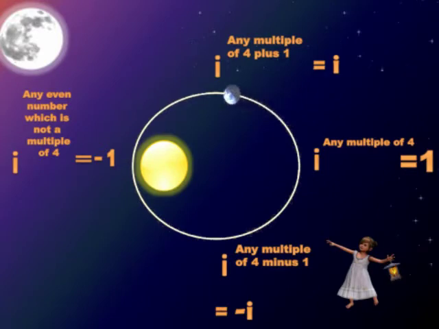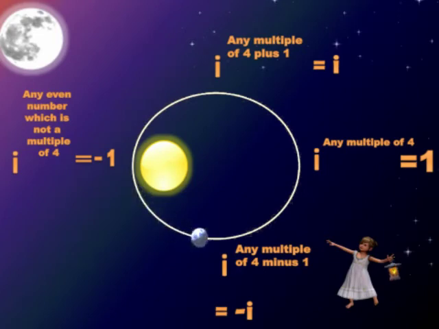Now i raised to any multiple of 4 plus 1, for example i raised to 400 will be 1, but i raised to 401 will be equal to i. Now just look below, you will see i raised to any multiple of 4 minus 1. For example, i raised to 4 minus 1, that is i raised to 3, or i raised to 400 minus 1, that is i raised to 399, will be equal to minus i. This is applicable to all the numbers.